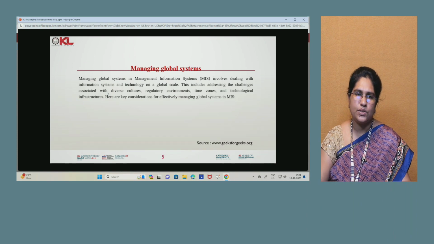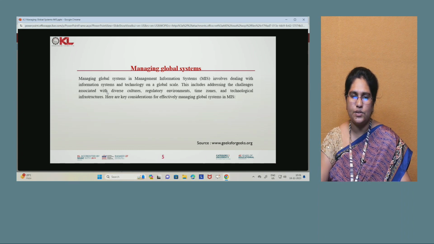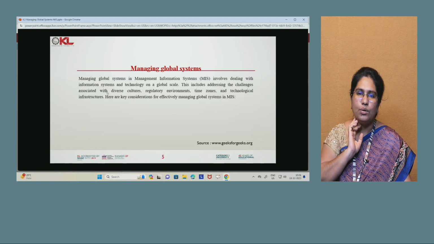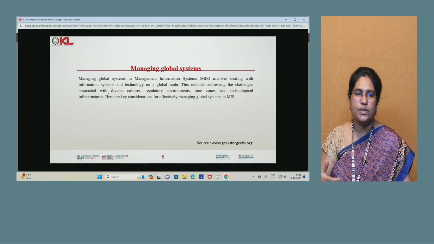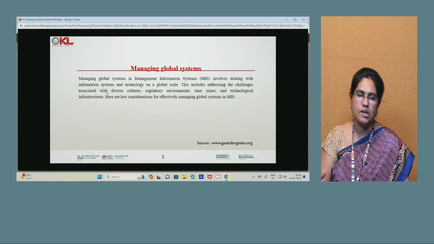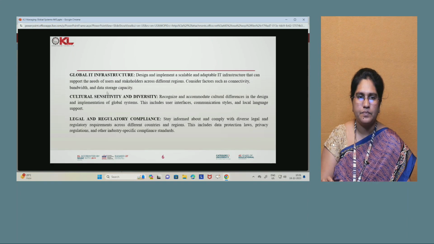Managing the global systems. This is a part of information systems that involves dealing with information systems and technologies on a global scale. So it includes addressing challenges associated with diverse cultures, regulatory environments, time zones and technology architectures. Here are the key considerations for effectively managing global systems in MIS.